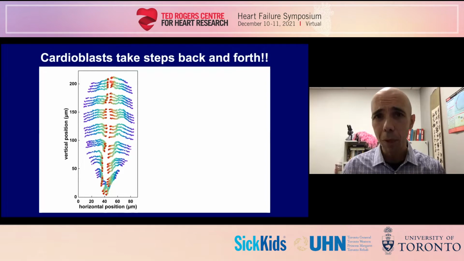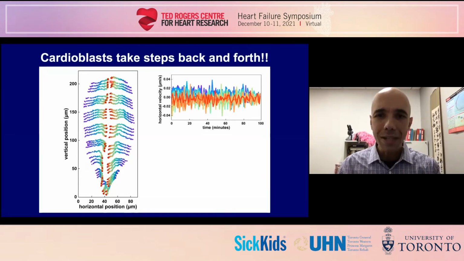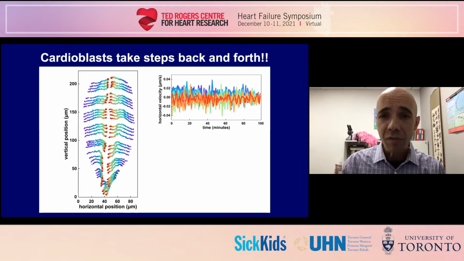The first thing that we plotted was the velocity of the cells. We were actually quite surprised when we looked at velocity, and color in this case indicates different cells, because what we found is that the velocity of any of these cells hovers around 0. So it fluctuates above and below 0, suggesting that the cardioblasts do not monotonically move forward, but rather take steps forward and backward as they migrate.